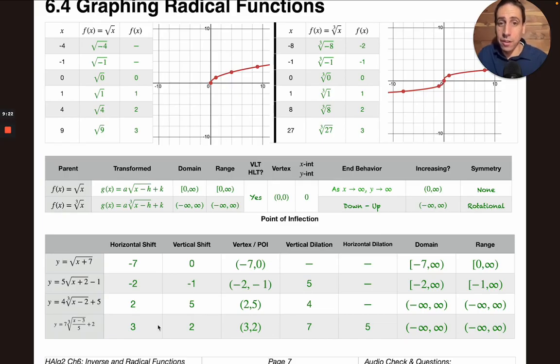It also has a vertical dilation of 7. It's going to be 7 times as steep. And the horizontal dilation is 5, because I got that from the number that's being divided right here, 5. Domain and range are unaffected.